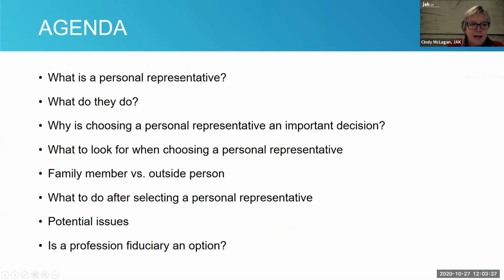So our agenda today is generally we're going to talk about what is a personal representative, what do they do, why is it an important decision, and should you choose someone who is a family member or an outside person, and then what should you do after you've chosen this person, and what are the issues. And then at the very end, I'll talk a little bit about professional fiduciaries and if that's an option for you, because that is for a lot of people.